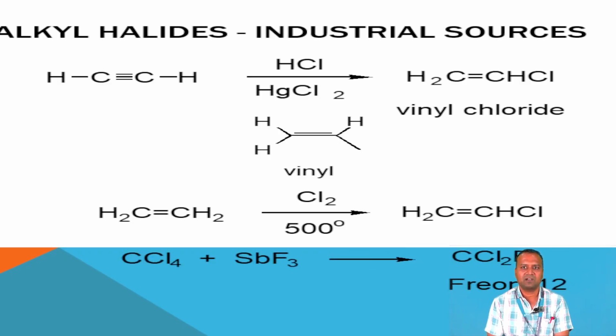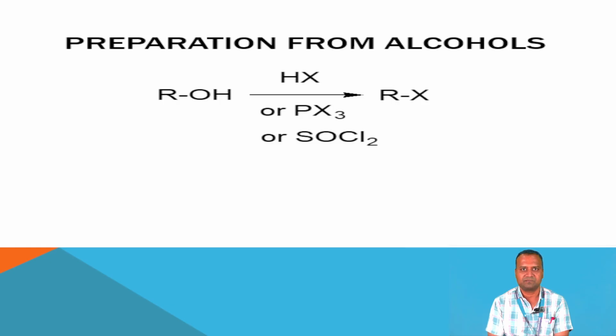There is another compound which we can also use as a chlorinating reagent, called Freon 12. This is used in the refrigerator. How can we prepare this Freon 12? By using carbon tetrachloride and antimony trifluoride, we get Freon 12. So, that is the application of vinyl chlorides in the industrial process. Vinyl chloride is a very important chemical reagent.